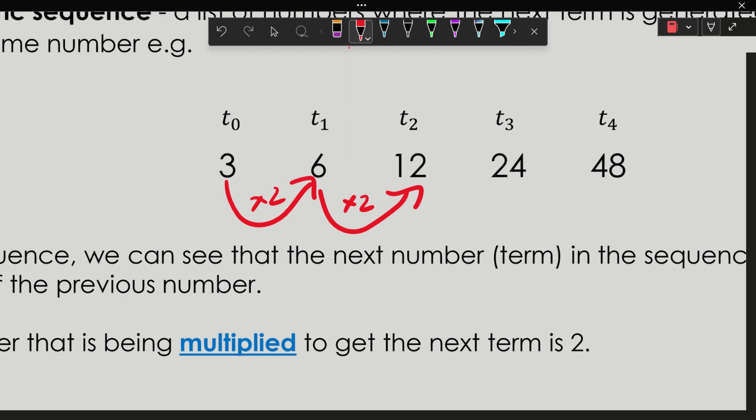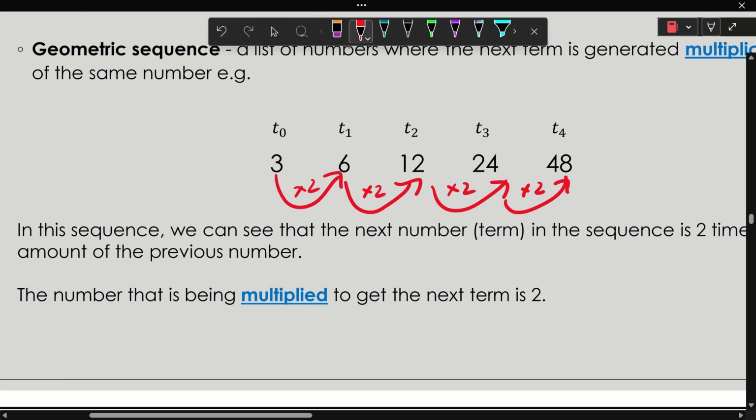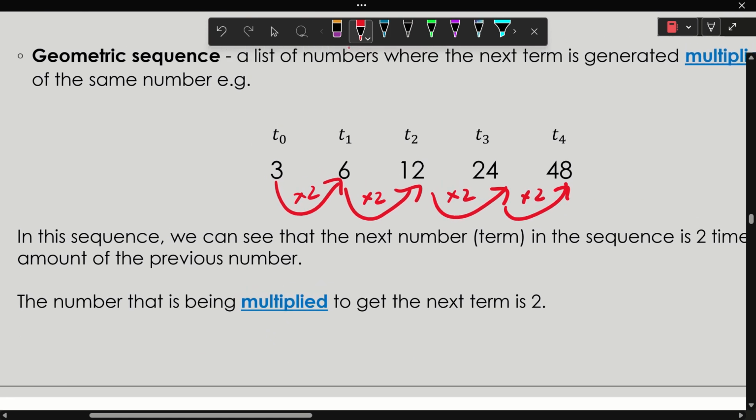So it's times 2. And then 12 to 24, it's times 2. And then 24 to 28, it's times 2. So you can see that it's a common ratio of 2. It's multiplying by 2. Okay, so that's what the number is being multiplied by.